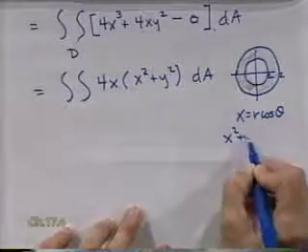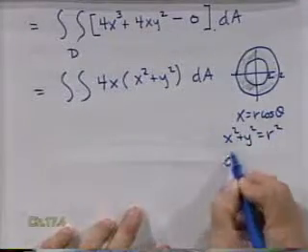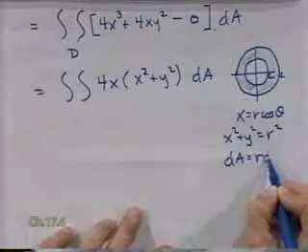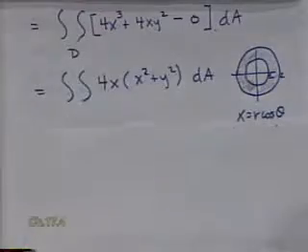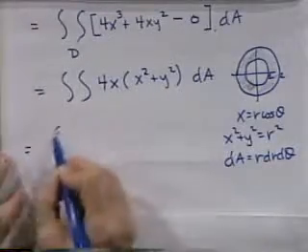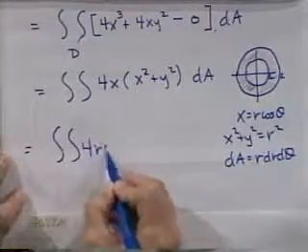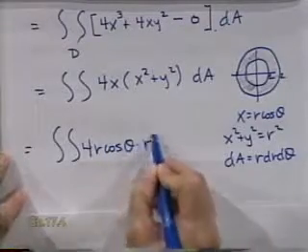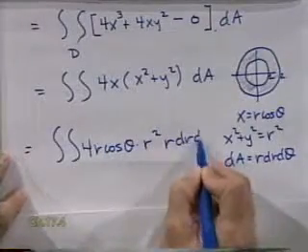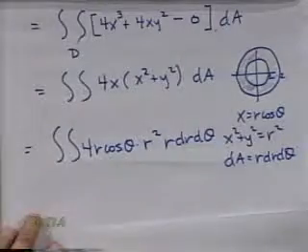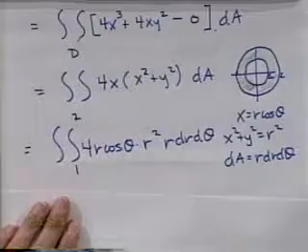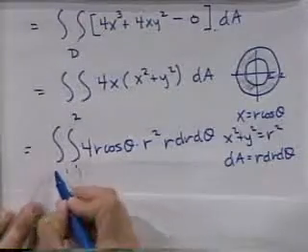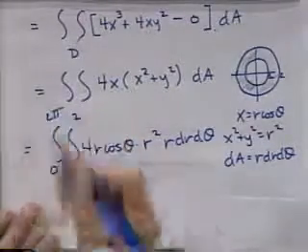Where I see x squared plus y squared, I replace it with r squared. And where I see dA, I put r dr d theta. And so therefore, this integral here will become 4r cosine theta times r squared times r dr d theta, where what's r ranging from? From 1 to 2. And theta's ranging from 0 to 2 pi.